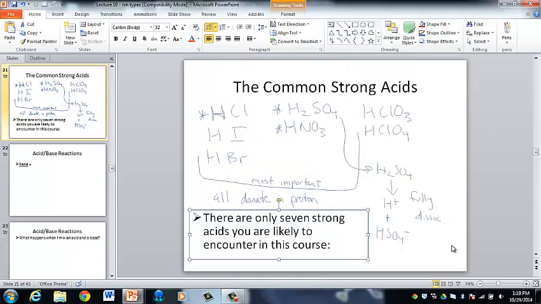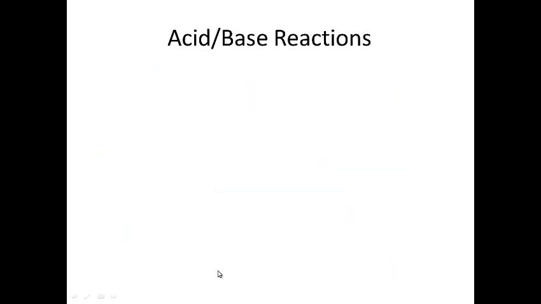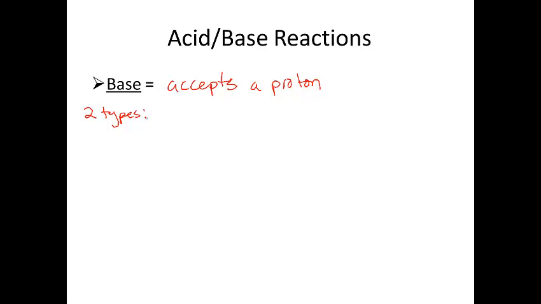All right. So now we get to bases. A base accepts a proton. So we're going to generally see these in two types for now. One is ionic bases. So ionic compounds ending in what? What should we look for in an ionic compound for it to be a base? OH, ending in OH. Now be careful.